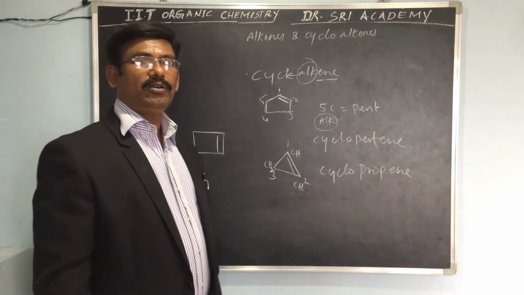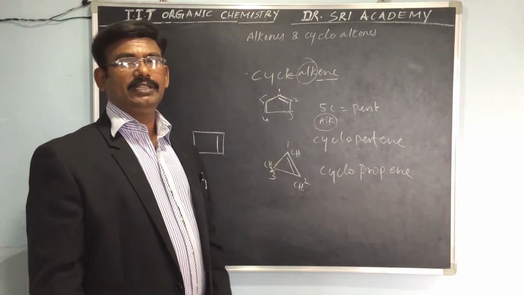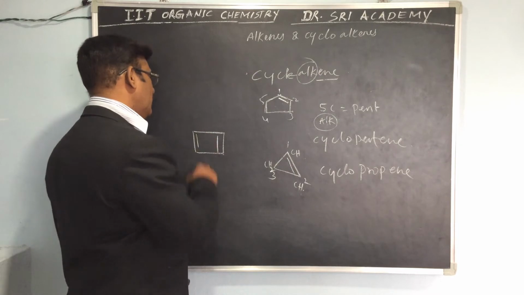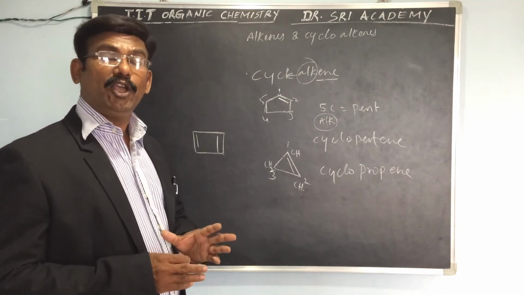Cyclobutane. So one doubt will come. Sir, can we write more than one double bond? Yes, there is no problem. More than one double bond is possible, for example, this one. Two double bonds are there. So we will give the numberings in the IUPAC name.